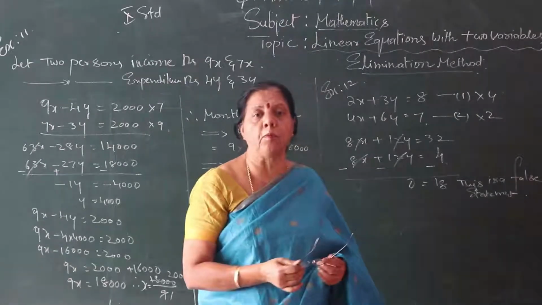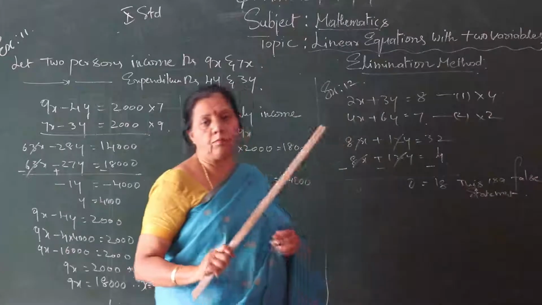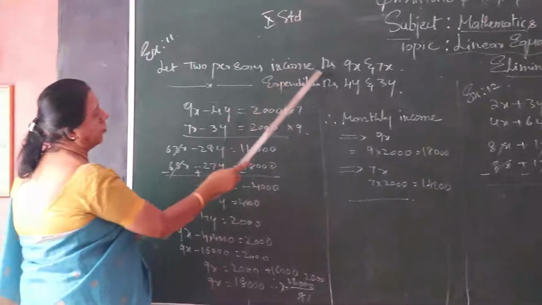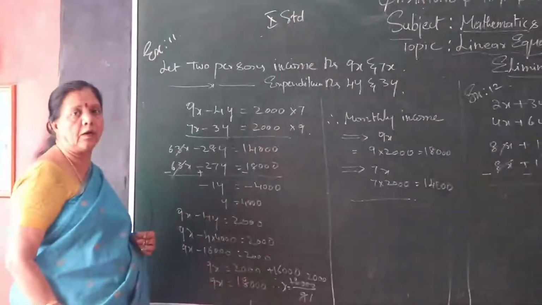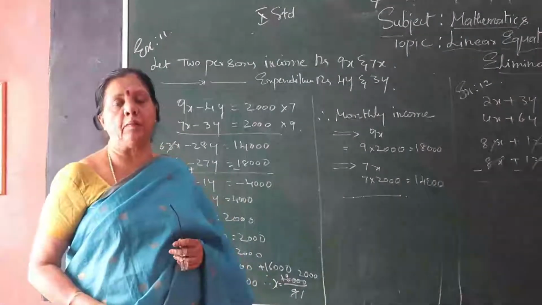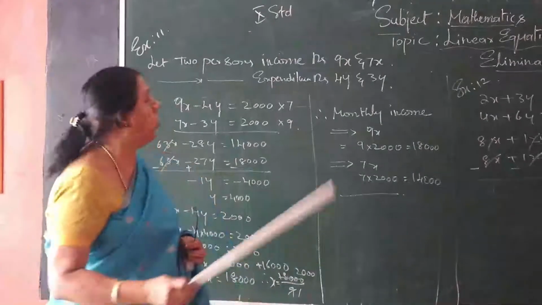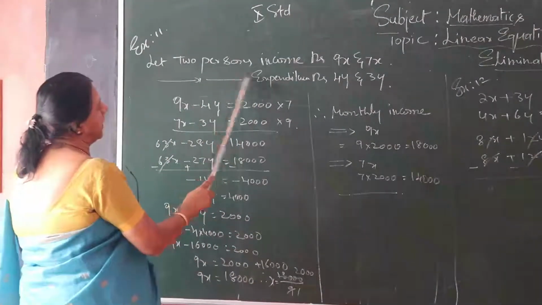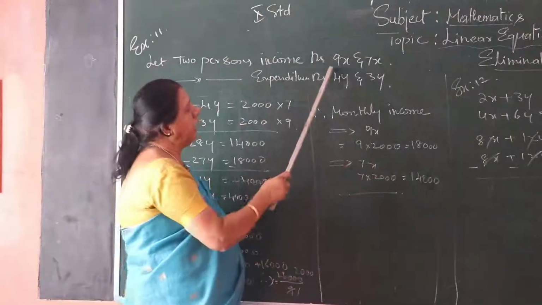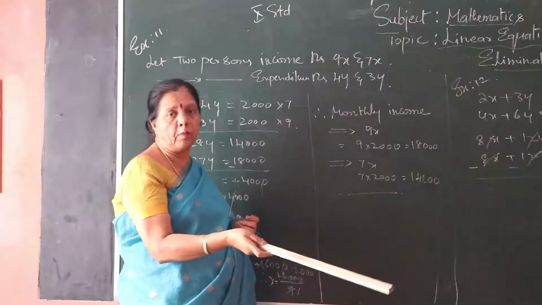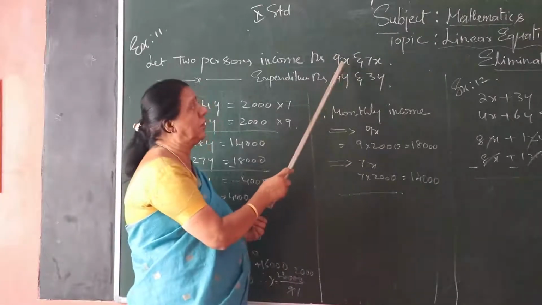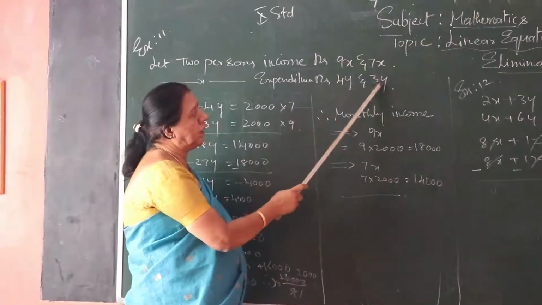I have solved the problem on the board. All of you observe. I am explaining here. See here. Let the 2 persons' incomes be rupees 9x and 7x, which I have taken. Why? Because it is linear equations with 2 variables, so we have to join variables, otherwise we cannot find out. Expenditure: let the 2 persons' expenditure be rupees 4y and 3y. Understand? They have given 9:7 in your problem, and another one 4:3. I made them with variables 9x, 7x, 4y, 3y.